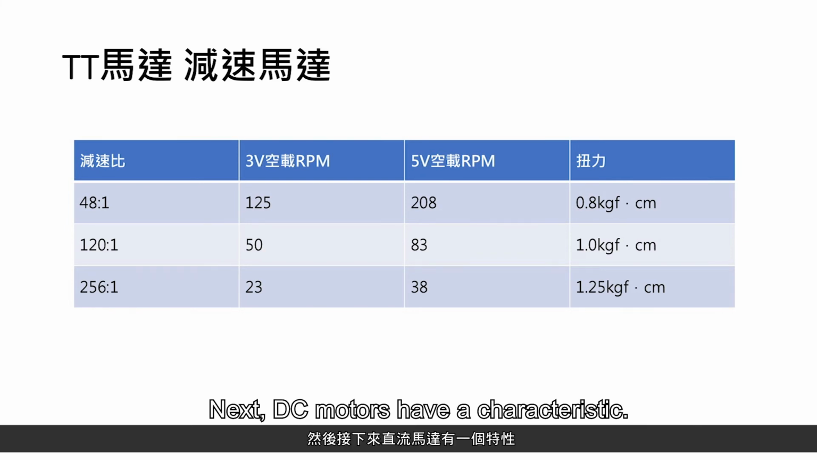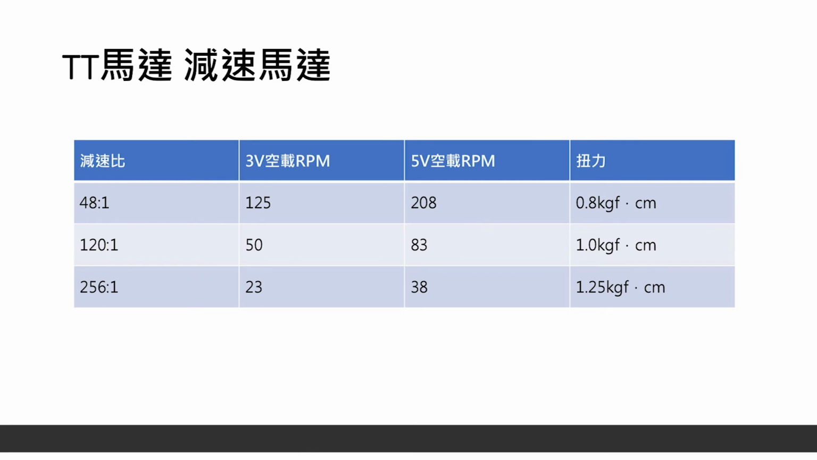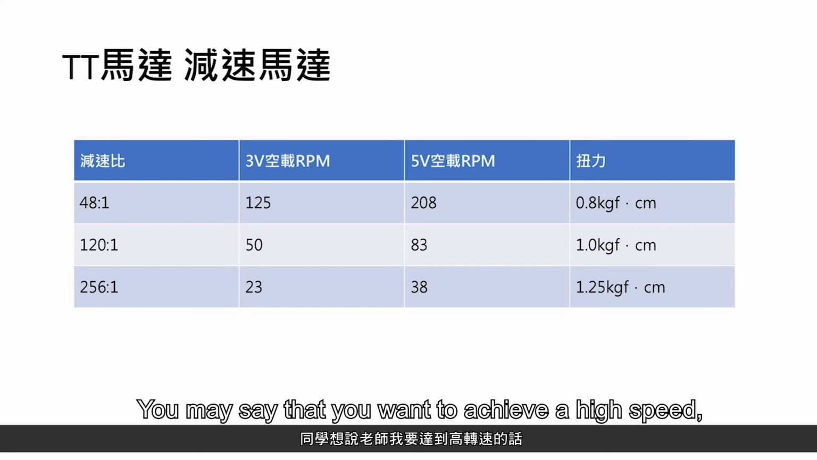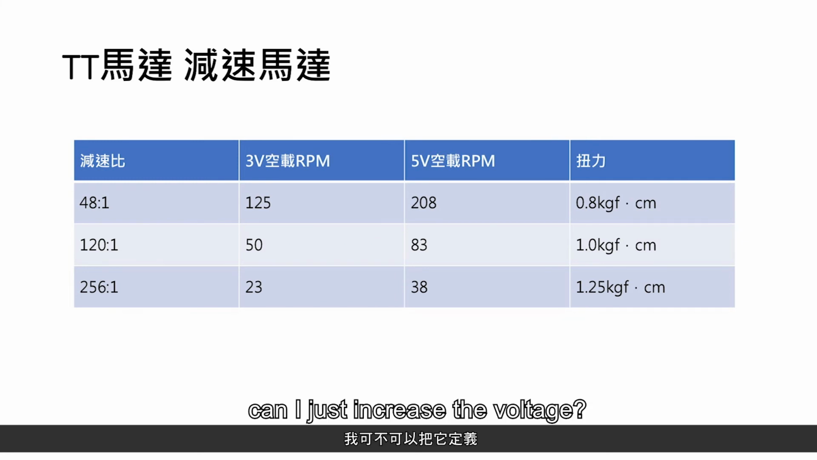Next, DC motors have a characteristic: their speed is related to the voltage. The higher the voltage, the higher its speed. Normally, the voltage used in TT motors does not exceed 12 volts. Mostly it is between 6 volts and 9 volts. You may say that you want to achieve a high speed. Can you just increase the voltage? Of course not. Why? Because the motor itself has a heat resistance. When the voltage is too high, the current will increase, and heat will also increase, which can cause damage and make the motor burn out. Normally, we don't exceed its rated voltage. You must bear this in mind.